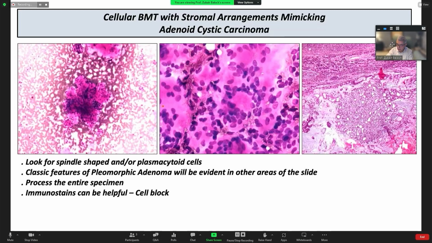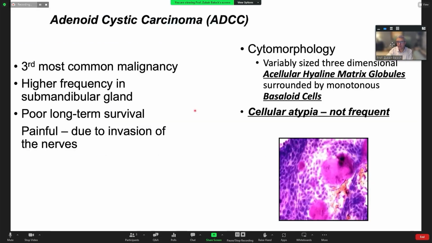Immunostains can help, and now they do have PLAG1, the PLAG1 antibody, available, so you can do it. It will tell you this is a myoepithelial tumor and most likely pleomorphic adenoma, but this can also be positive in other low-risk malignancies. So I think the morphology really matters.